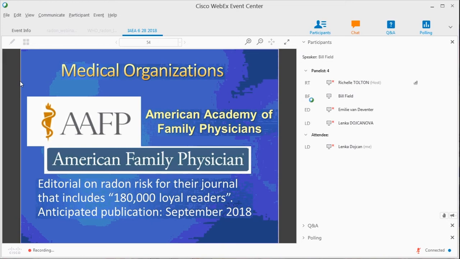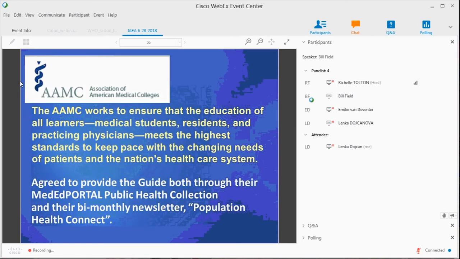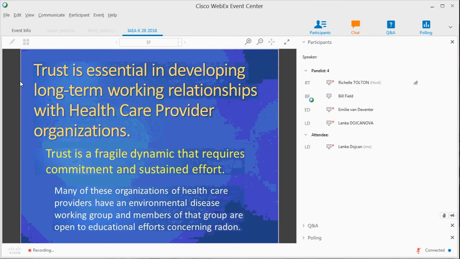We're also working with the Association of American Medical Colleges, and they help with educating medical students. So they have several outlets that they want to work with us to get this information out. I think this is just touching the surface. There are a lot of different groups that we hope to work with. But what we found with all these organizations is that it's really important to develop relationships with folks there, and there's usually an environmental disease group within them. If you can develop relationships with them, it's much easier to help communicate the risk posed by radon.